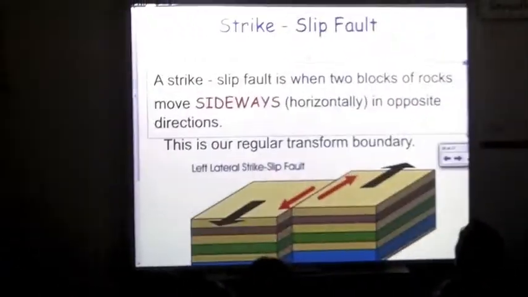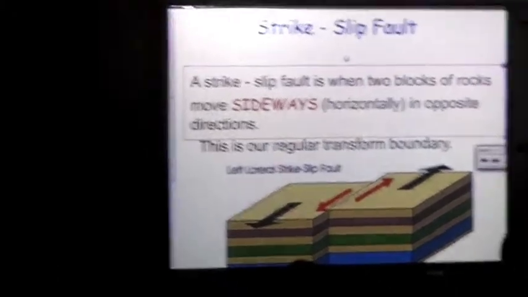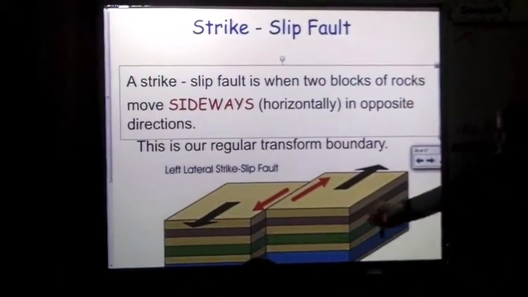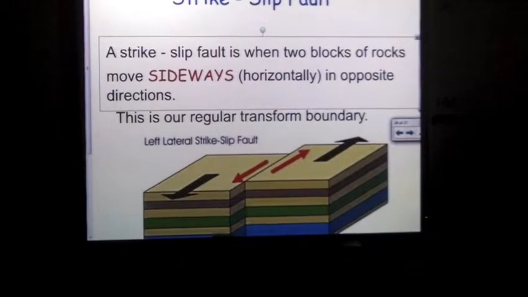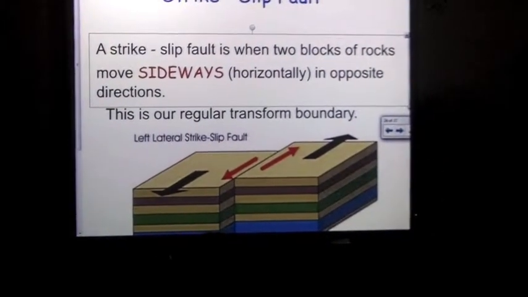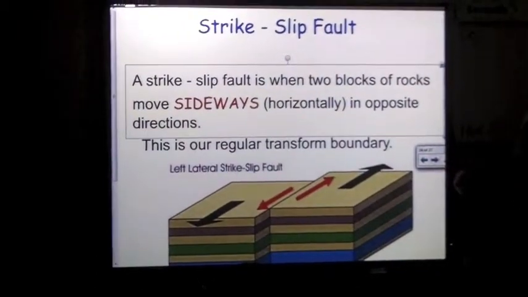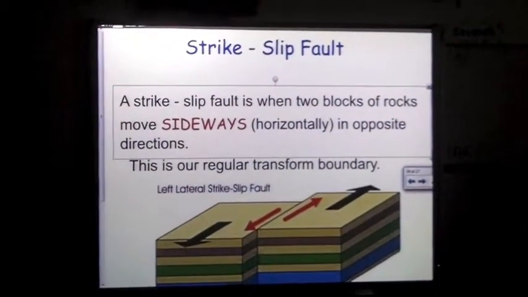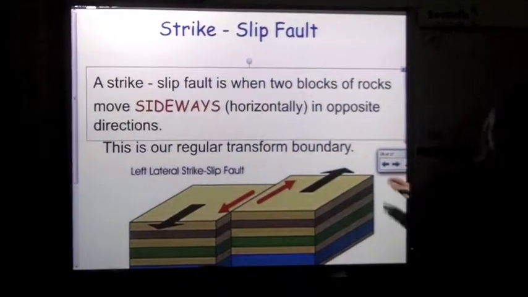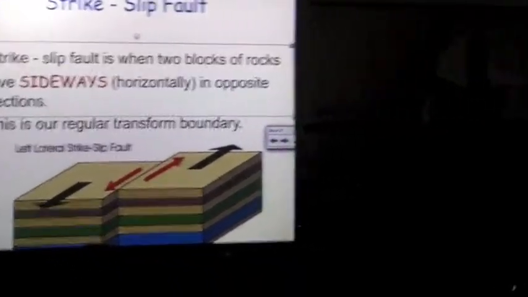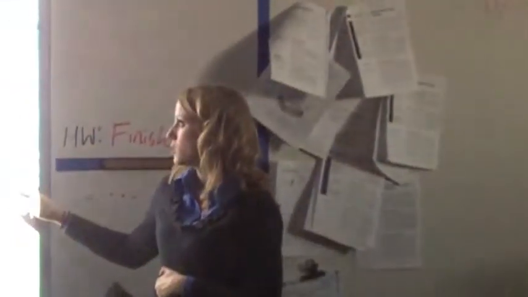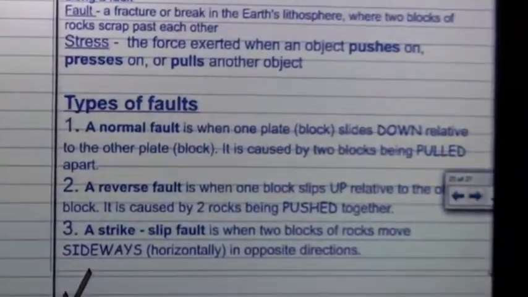So this is a strike-slip fault. This is when two blocks of rock are moving sideways, horizontally, kind of like our picture we see. So they're going in opposite directions, right? Kind of like our hand motion we use. This is a regular transform boundary. Sorry, Momo. So this is a regular transform boundary, right? When they move past each other, we know the hand motion for that one. So, strike-slip fault. It's this bottom one down here.